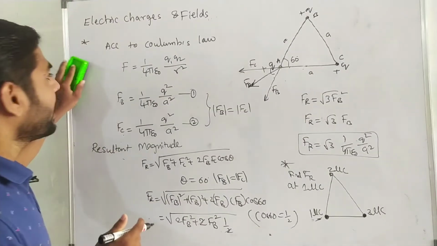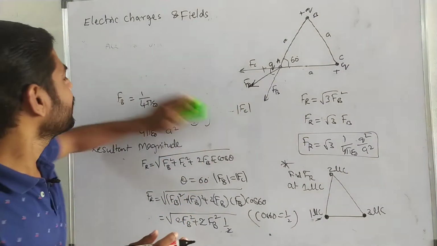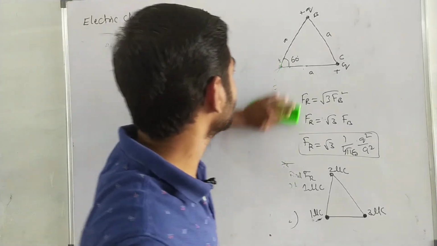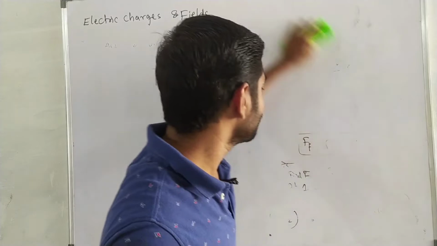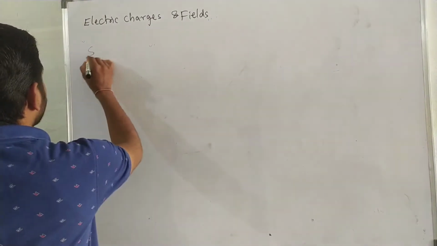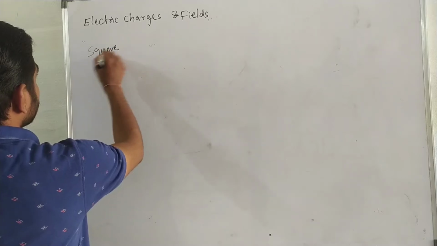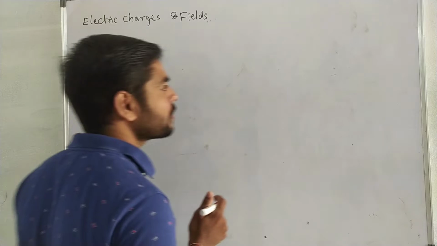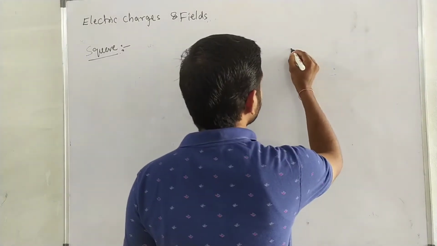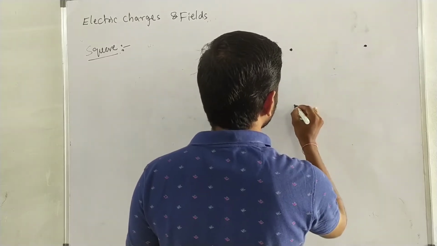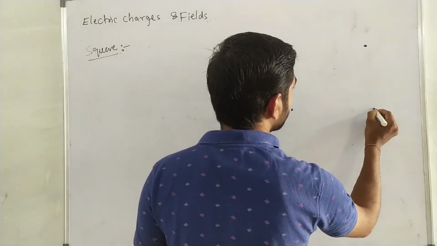And this kind of situation we have solved now. So next, we have a square, also a different concept. When charges are placed on a square, how do we calculate? So for a square, we find the resultant force in the same way. This is also a question, and most of the time they may ask this: if it is a square, calculate the resultant force.